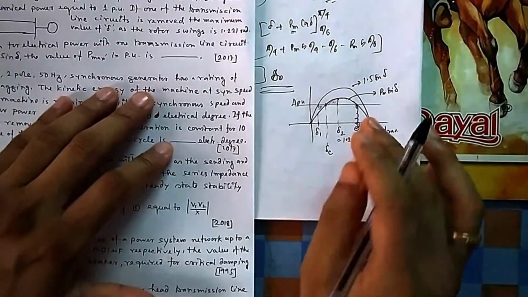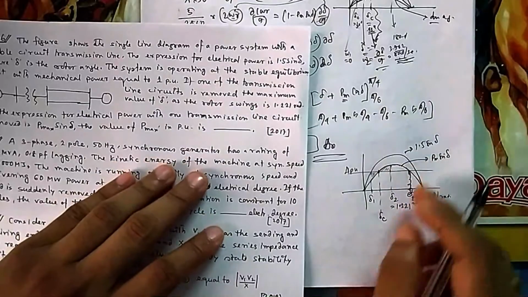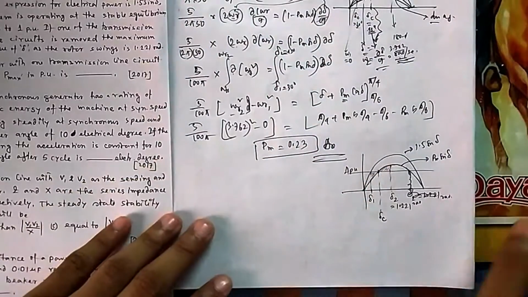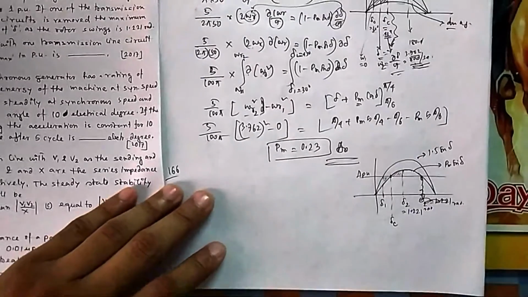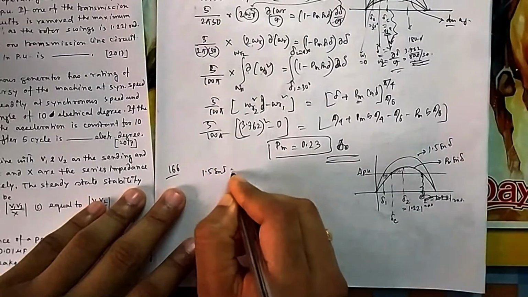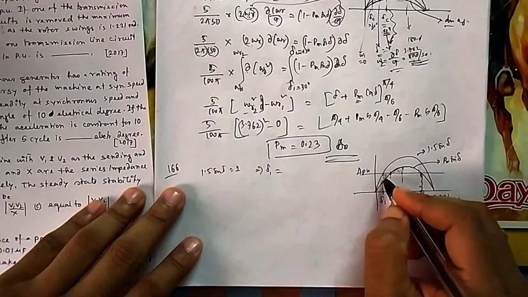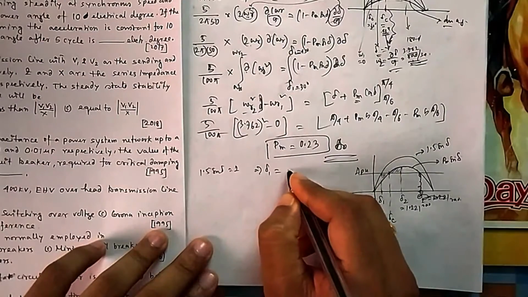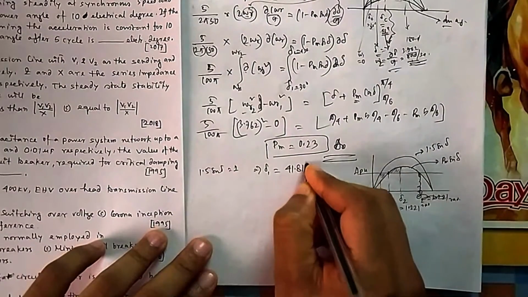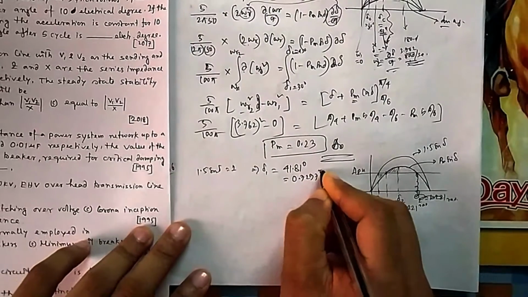So I know this area is equal to this area. You can integrate these two, and from that itself you will find the value of Pm. Delta C will get cancelled out. So let us see what is delta 1. So 1.5 sin delta is equal to 1. From here you will get your delta 1, that is the initial operating point. If you solve it, you will get it in degree, it is 41.81 degree, but if you convert it into radian, it will be 0.7297 radian.